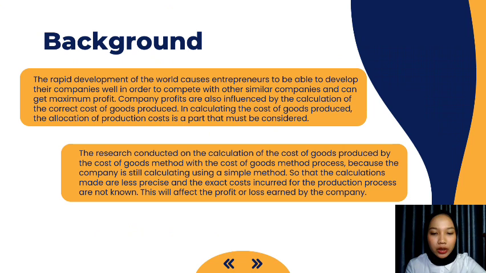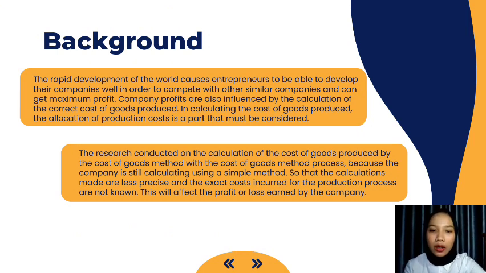For the first presentation, I will explain the background of why this research was conducted. The rapid development of the world causes entrepreneurs to need to develop their companies well in order to compete with other similar companies and get maximum profit. Company profits are also influenced by the correct calculation of the cost of goods produced. In calculating the cost of goods produced, the allocation of production cost is a part that must be considered. The production cost elements are grouped into three, namely material cost, labor cost, and factory overhead cost.